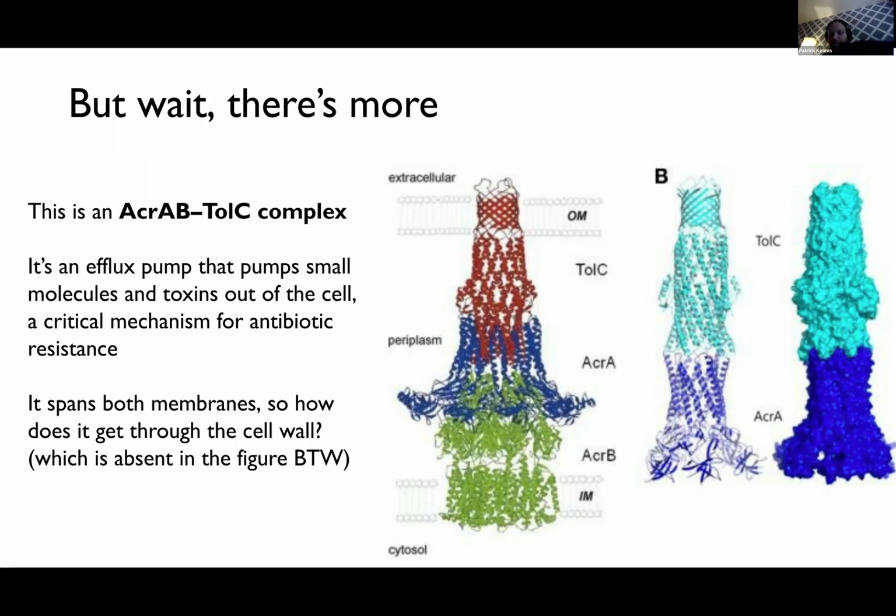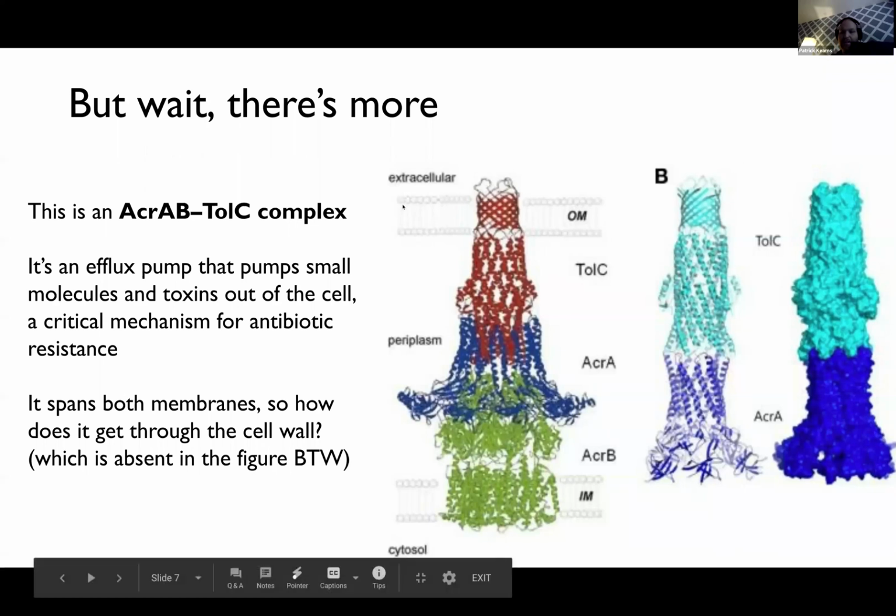Actually, one of the interesting things about TolC and our AcrAB complexes is that they are really, really important for antibiotic resistance. We're going to talk about antibiotic resistance later in the semester, but this is one of the early introductions to it: these proteins span both of these. This would be a gram-negative bacteria, right? Because it has the outer and inner membrane and a very thin layer of peptidoglycan.